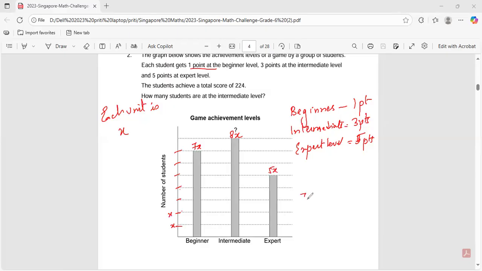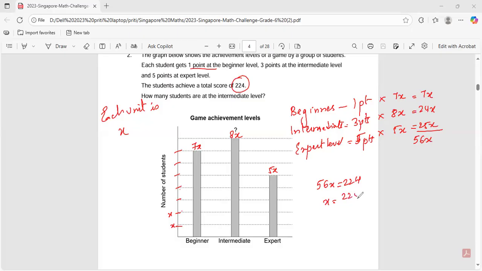But you can't say that 7x plus 8x plus 5x equals 224. This is wrong, because this is the number of students, but 224 is the score. So what we have to do is multiply. Beginner, there were 7x students. Intermediate, there were 8x students. And there were 5x students. So total points will be 7x, 24x and 25x. So that's 49, so this is 56x. So 56x, these are the number of points, which is equal to 224.